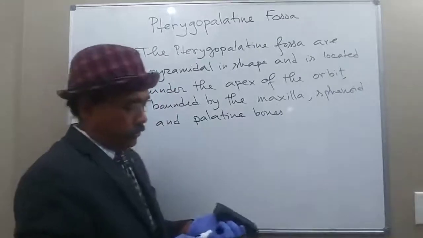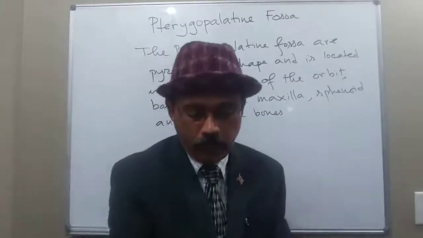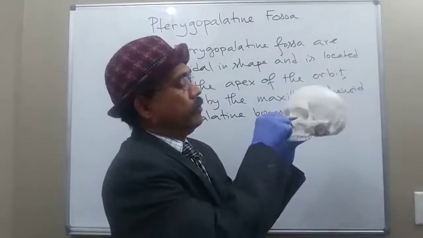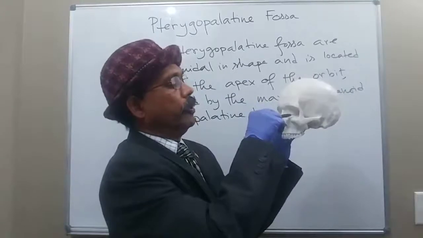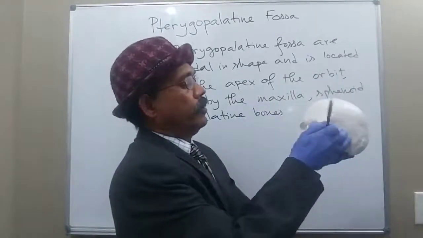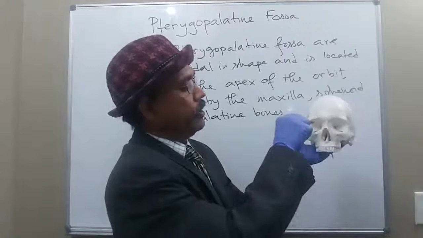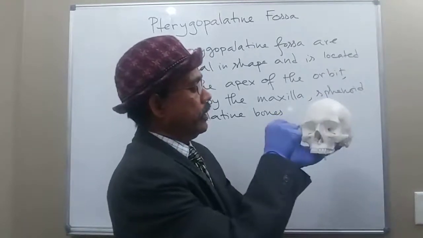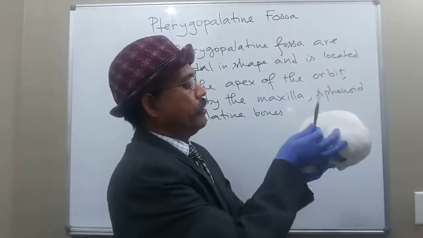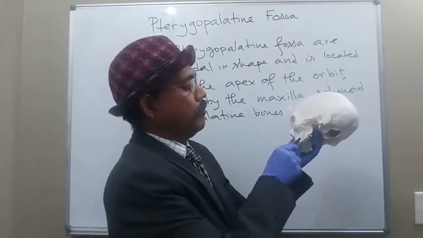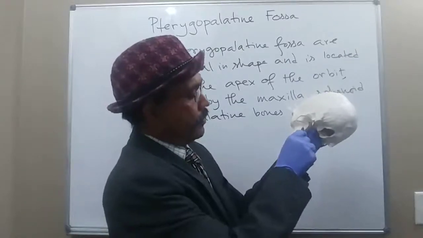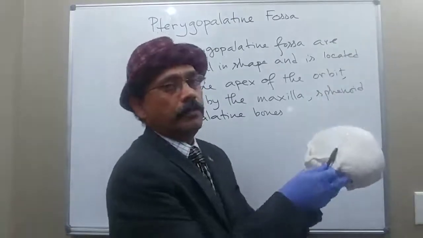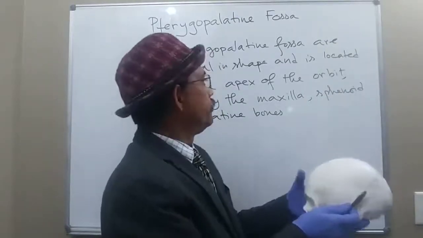We got the location of the pterygopalatine fossa. They are present below the apex of the orbit. We have two fossae, one here and another one here. This is the orbit, and it is below the apex of the orbit, bounded by the maxilla, the sphenoid bone, and bounded medially by the palatine bone.